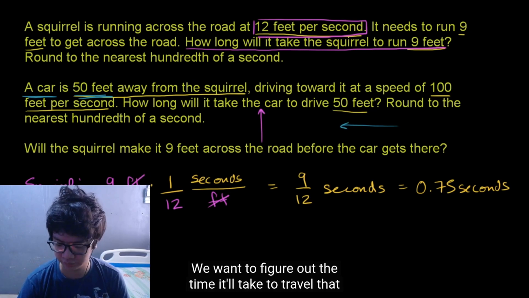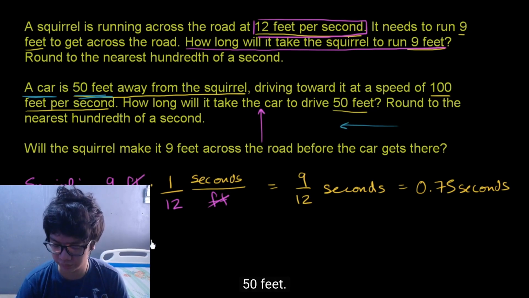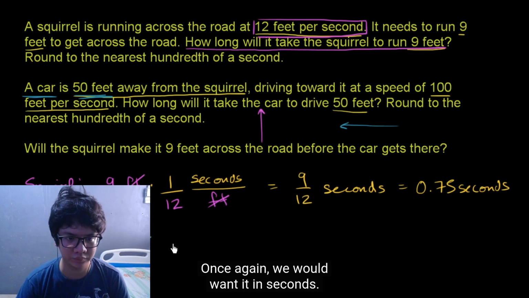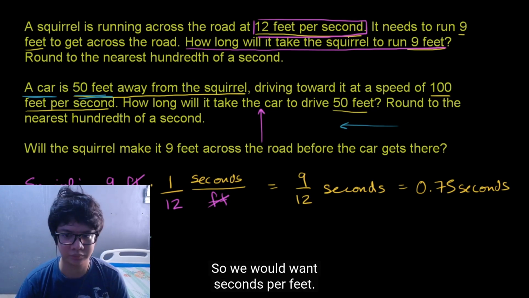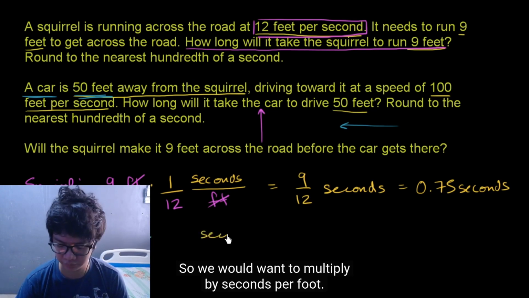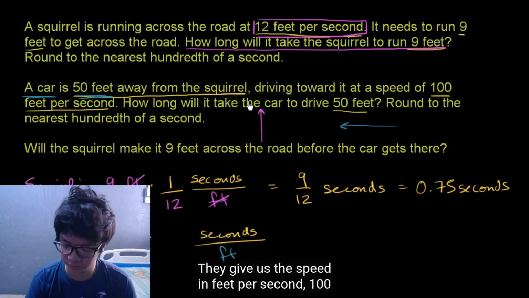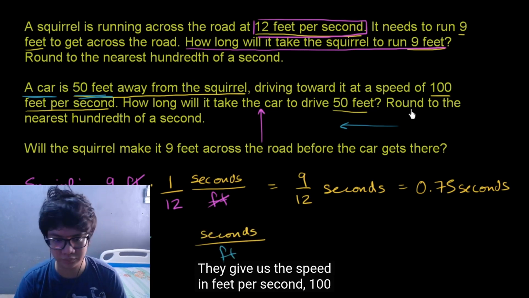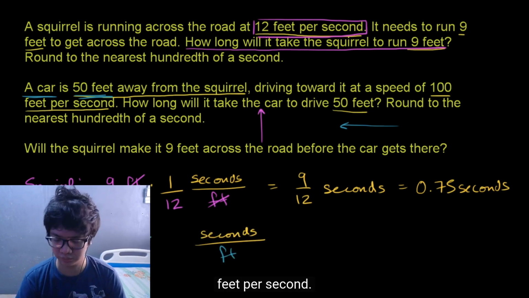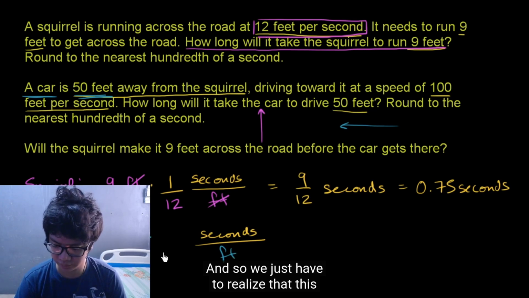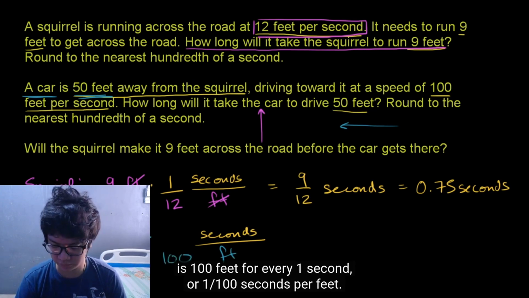We want to figure out the time it'll take to travel 50 feet. Once again, we would want it in seconds, so we would want to multiply by seconds per foot. They give us the speed in feet per second, 100 feet per second. And so we just have to realize that this is 100 feet for every 1 second, or 1/100th seconds per foot.